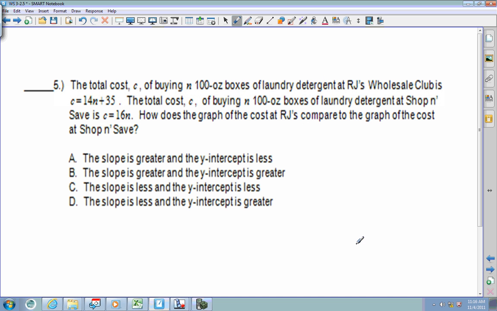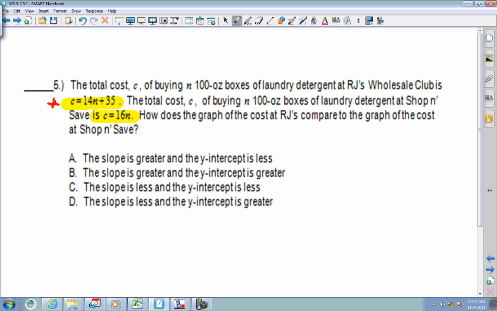The next one, pause video, come back and see how you did. It says the total cost C of buying N 10-ounce boxes of laundry detergent at RJ's Wholesale Club is, and it gives you the equation. Then it gives you, okay, so we have one equation, and here is the second equation. It says, how do the graphs compare to each other. Okay. I'm starting with this one. So it says, how does RJ's compare to Shop and Save?